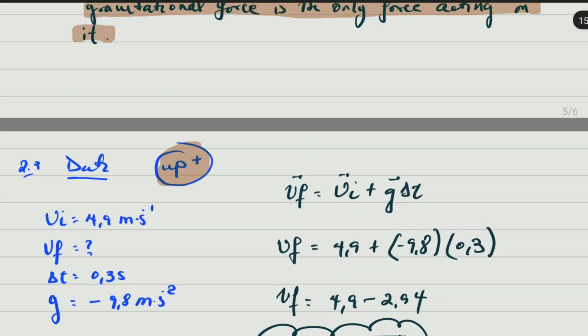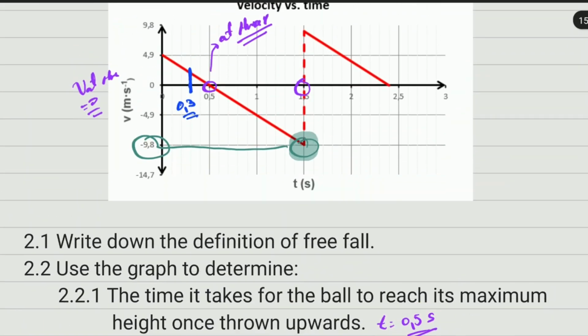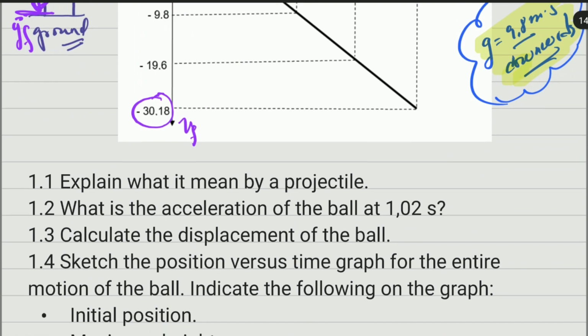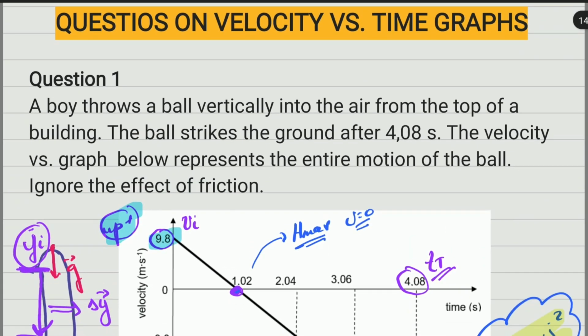Okay, guys, these are the questions. I hope it helped. These are the 2 questions we did. Next video is going to be the experiment to calculate the acceleration due to gravity.